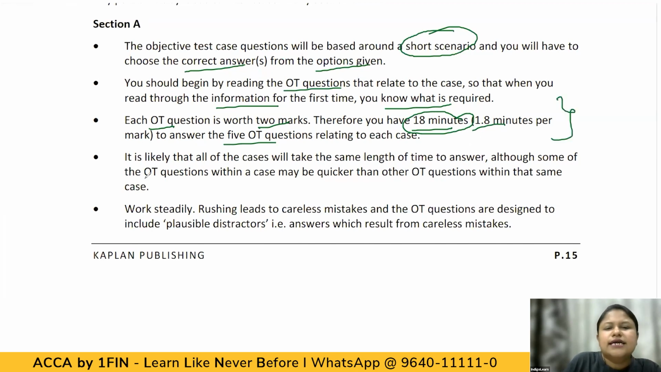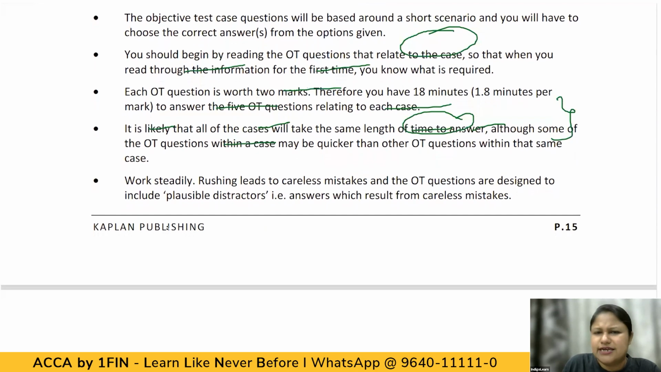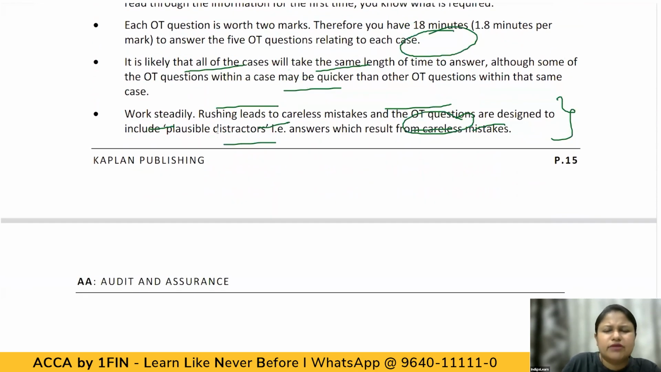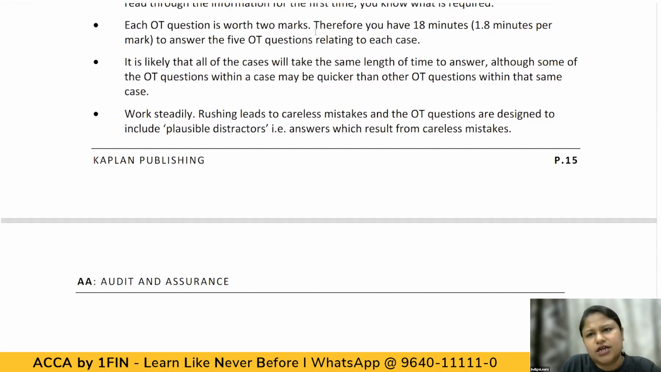It is likely that all of the cases will take the same length of time to answer. Although some of the OT questions within the case may be quicker than other questions within the same case. Some questions will be easy, some will be difficult. So overall, the timeline you'll require is 1.8 minutes per mark. That is the common timeline because the easy ones you'll solve quickly, and the difficult ones will take the extra time you have saved on the easy questions. Work steadily. Rushing leads to careless mistakes, and the OT questions are designed to include plausible distractions, that is, answers which result from careless mistakes.